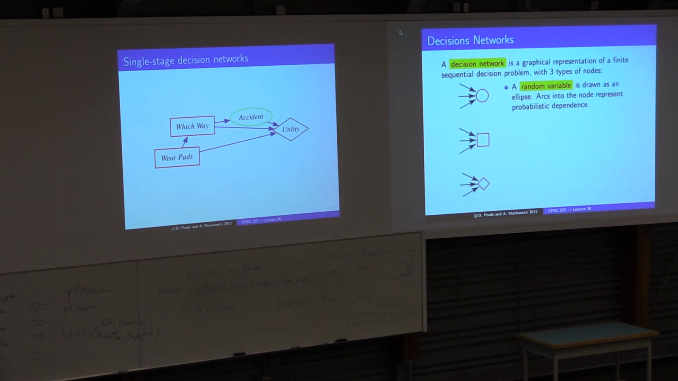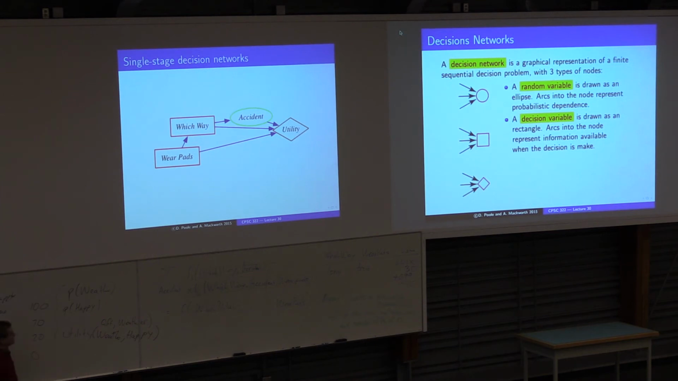So we're going to have three sorts of nodes. We're going to have random variables drawn as ellipses. And arcs into the node represent probabilistic dependence, just like we did before. What does this variable depend on? It's the same node we had in the belief networks. And arcs here mean this probabilistically depends on this and is independent of all the other variables given its parents. It's exactly the same definition we've seen.